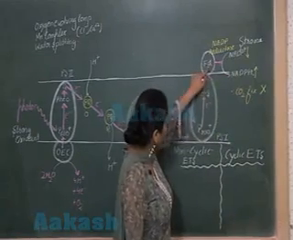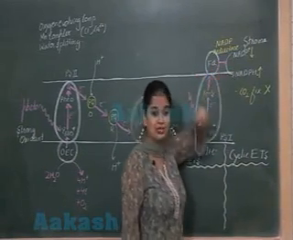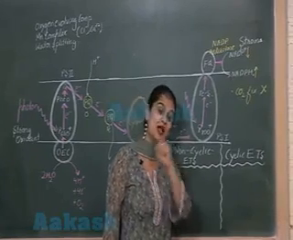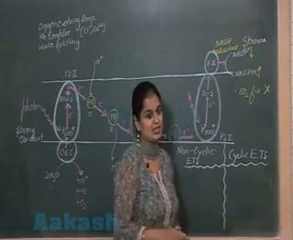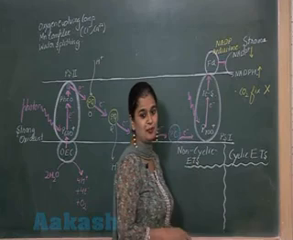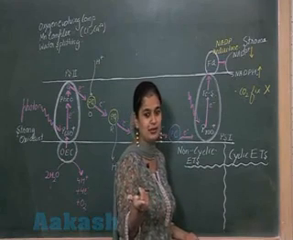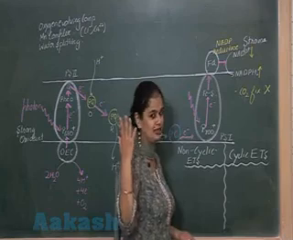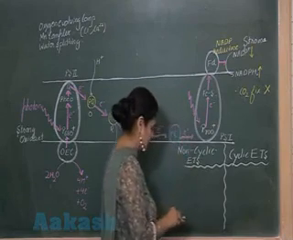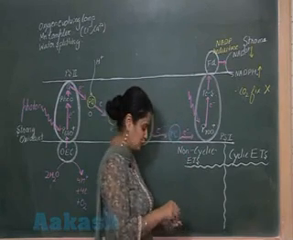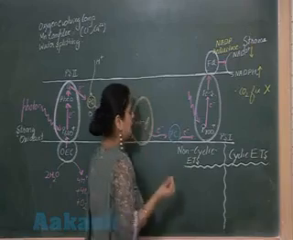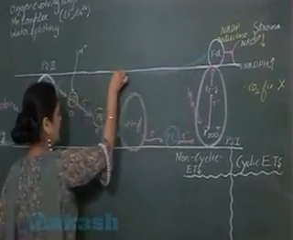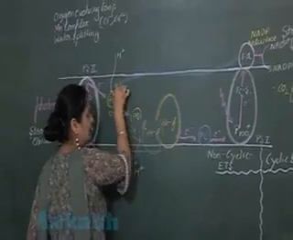Now this ferredoxin, to whom does it give its electron? To NADP plus. But now the NADP plus is unavailable. So when the NADP plus is unavailable, what will happen? The electron path will change. So you see here what electron path is shown here. See here? From the ferredoxin, now the electron is transferred to plastoquinone.